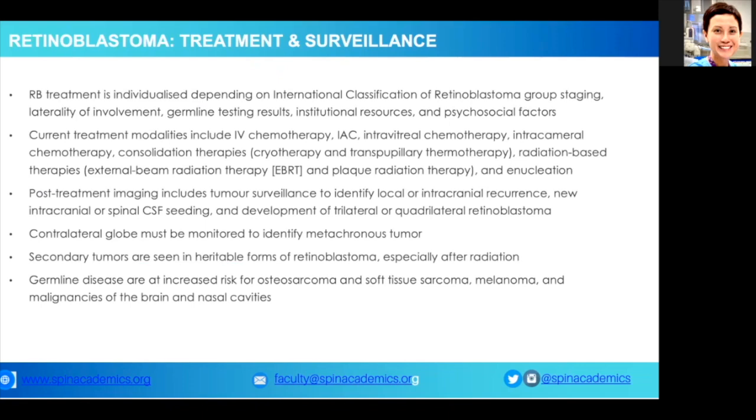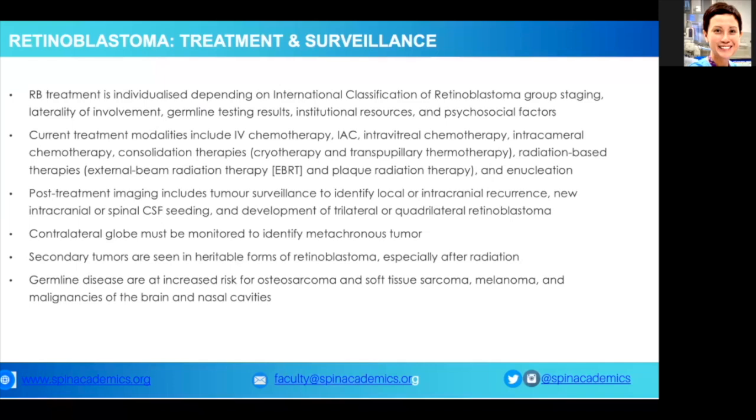Post-treatment imaging includes tumor surveillance to identify local and intracranial recurrence, new intracranial or spinal CSF seeding, and development of trilateral or quadrilateral RB. The contralateral globe must be monitored to identify metachronous tumor. Treatment-related complications include cataract, vitreous hemorrhage from radiation retinopathy, and endophthalmos, phthisis bulbi, myositis, nonspecific inflammatory changes, enhancement of orbital fat and optic nerve, and orbital and midface hypoplasia from external beam radiation therapy.